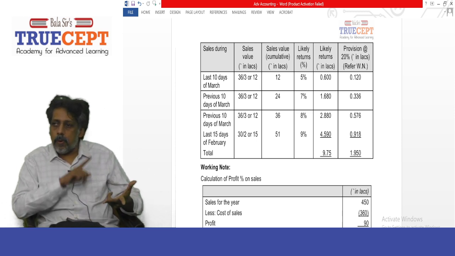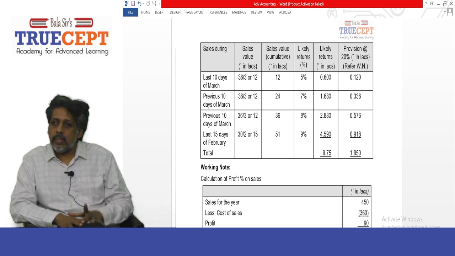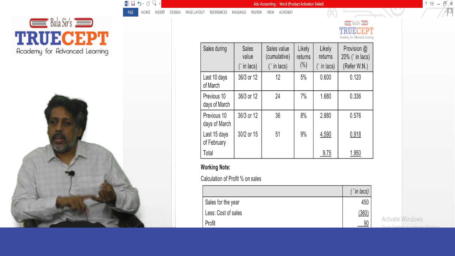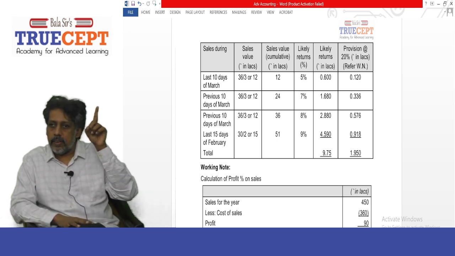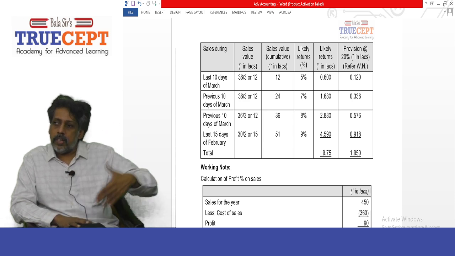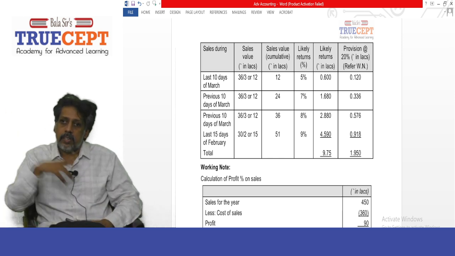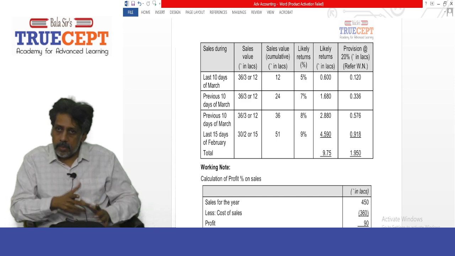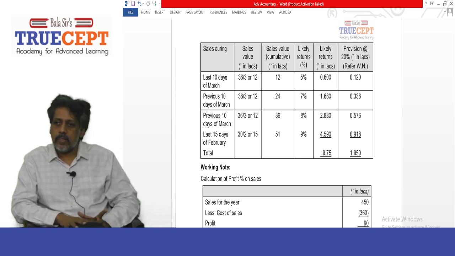The entry will be: profit and loss account debit to provision for unrealized profits. How much? It is 1.95 lakh you will not earn. So make a provision for rupees 1.95 lakh, and maybe you can make further provision in case you have to incur some cost to resell the goods returned. What if the goods are returned in damaged condition, right? Then you have to repack them and sell. So make a provision for that also if necessary. Is that fine? Yes, sir. So that is 1.95.